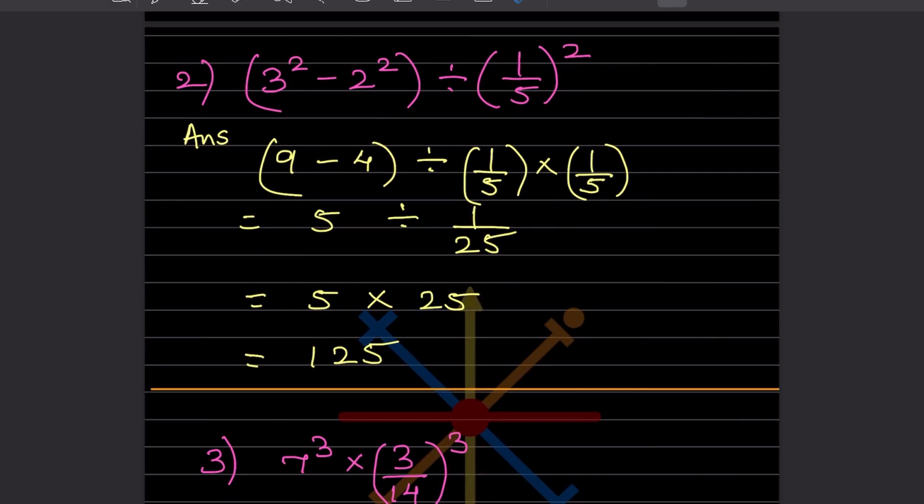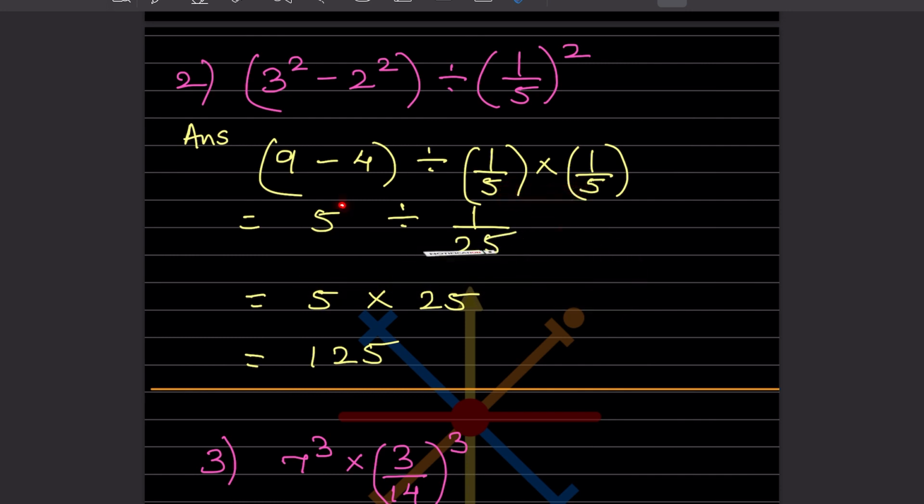Now look at this problem. Again, here what is that? This will be 9, this will be 4 divided by, the exponent here is 2, so you multiply this 2 times. So now this will be 5. This will be, because this is multiplication, even if the denominator is the same, you have to multiply this. So that is going to be 1 by 25.